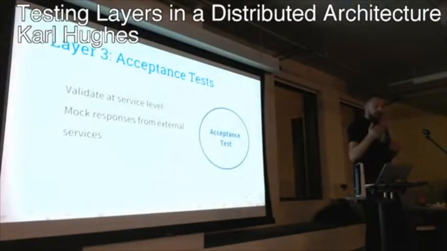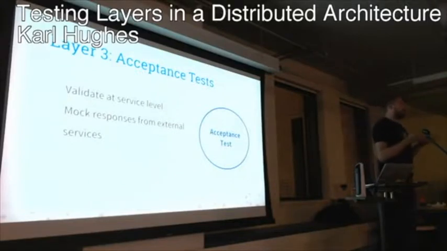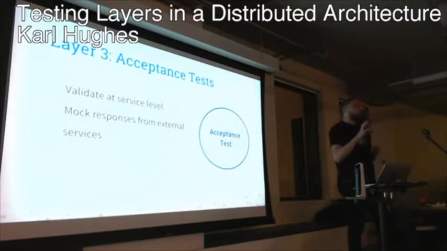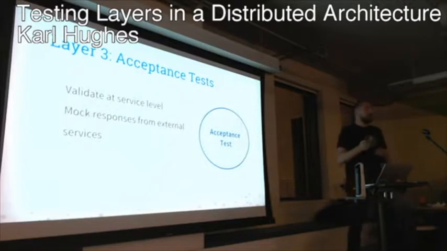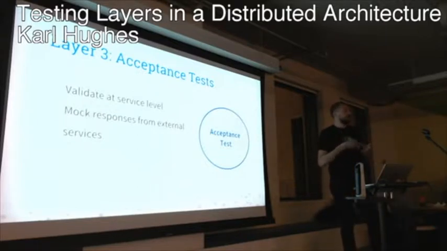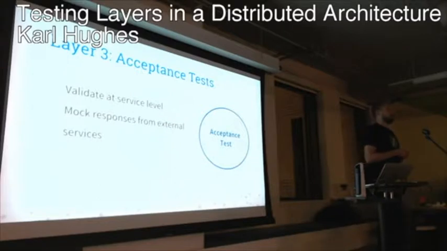The next layer up is acceptance tests. We're talking about distributed systems here, so we're talking about several services, maybe several client layers. An acceptance test will typically wrap one whole service or one whole client layer. Maybe it's a front-end application like an Angular app, or a front-end mobile app or whatever. But we want to mock all the external dependencies for an acceptance test.